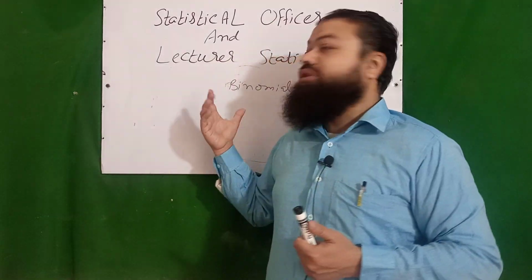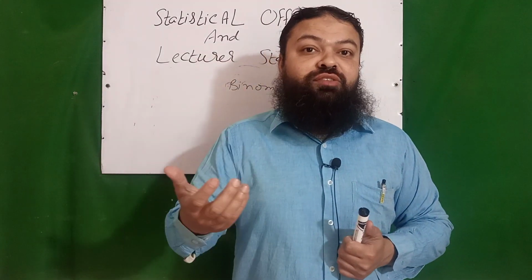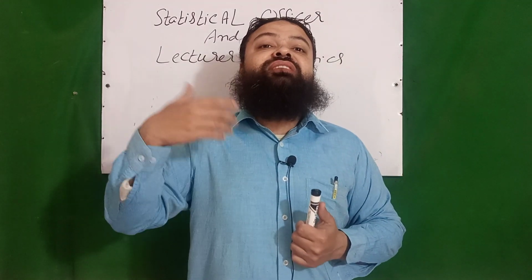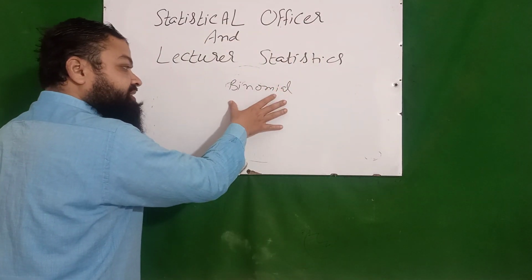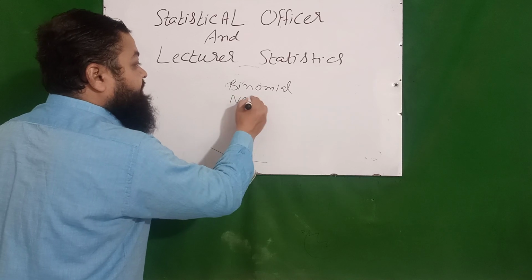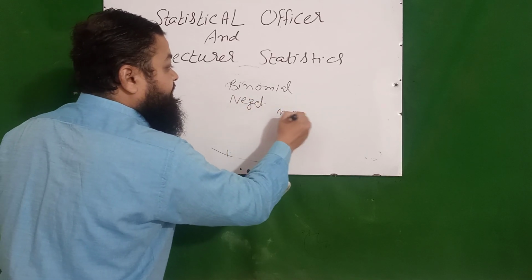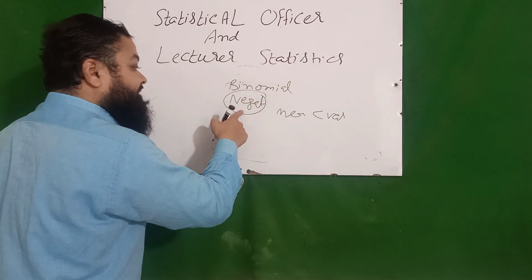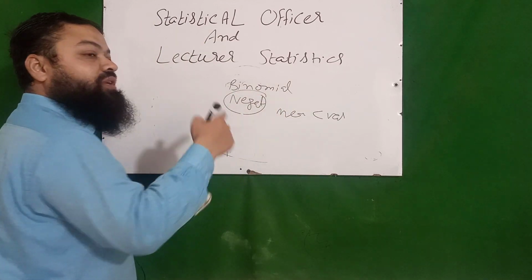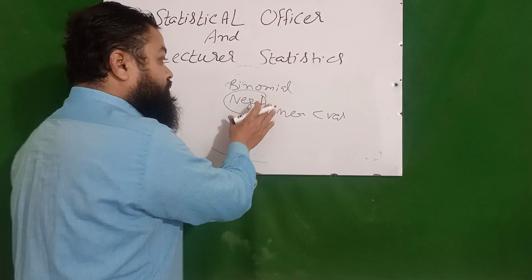Then you will have to learn when it is positively skewed, when it is symmetric, when it is negatively skewed. Then you will come, in binomial the mean is greater than the variance. Then negative binomial, mean is less than variance. You will have to learn its mean, its variance, beta 1, beta 2, K1, K2, K3, K4, all these concepts, its 4 properties.